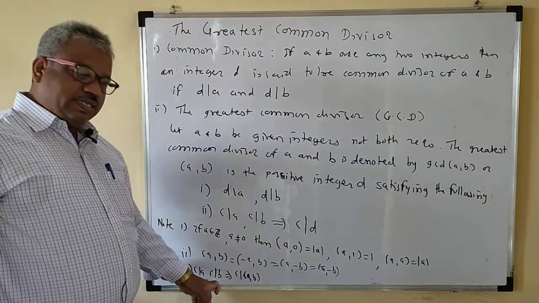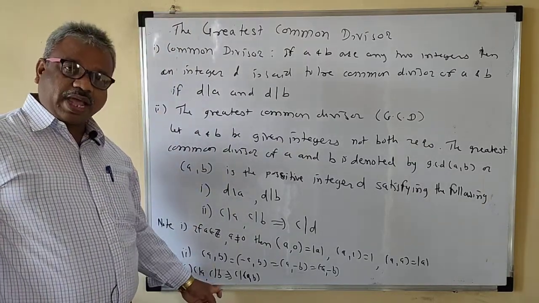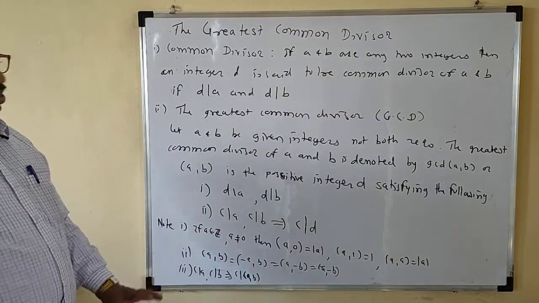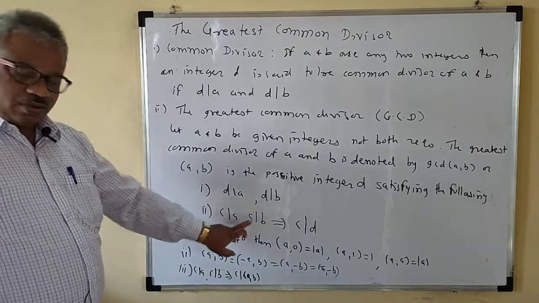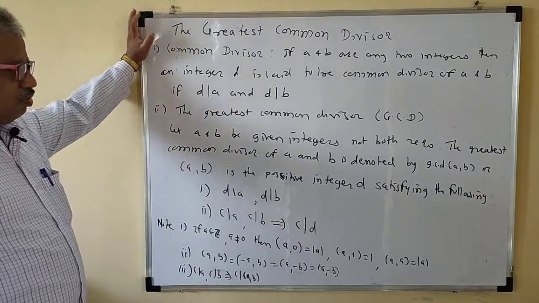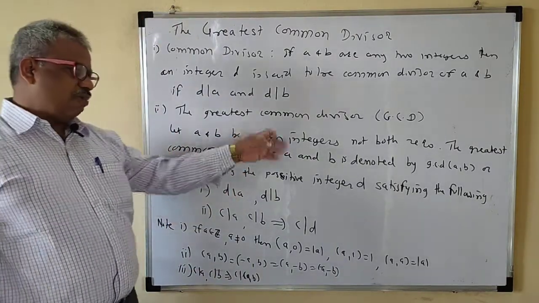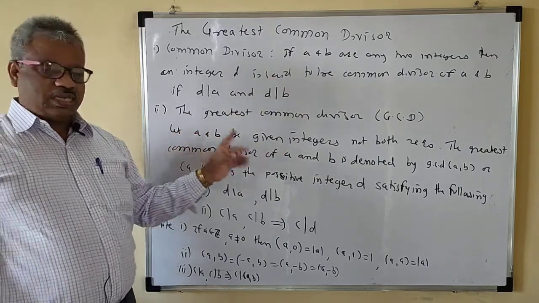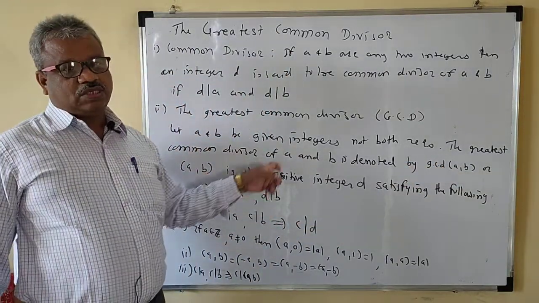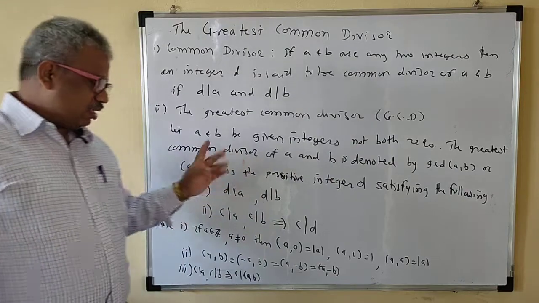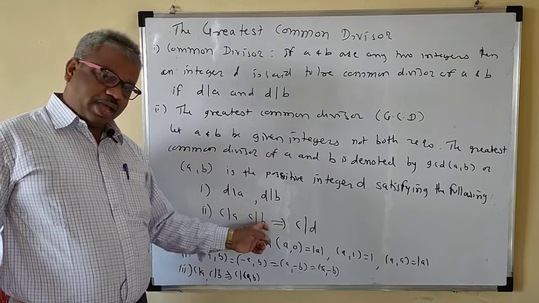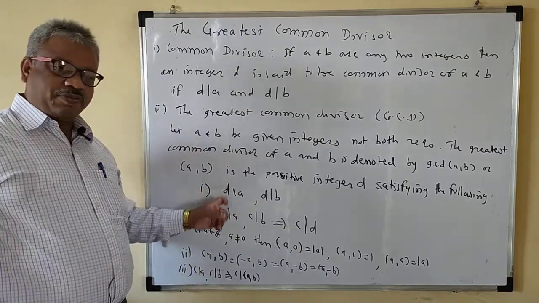Now if c divides a and c divides b, that means c is a common divisor of a and b, it also divides the GCD. So a common divisor also divides the GCD. This we have seen in the definition and also in the notes. So these three notes are important, and this definition is also very important. Remember, a and b are any two integers, not both 0. Then GCD, denoted by (a, b), is a positive integer d such that d divides a, d divides b, and any common divisor of a and b also divides d. These two conditions are very important.